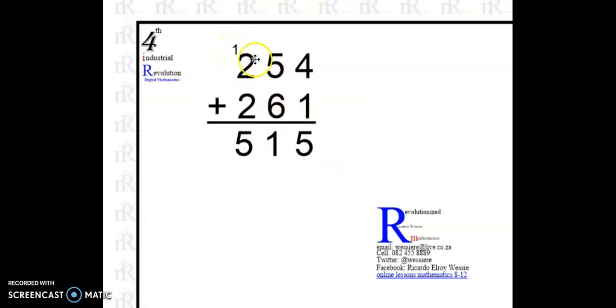I just want to elaborate on this 1 that I carried. Although it's a 1 depicting tens, I've actually carried 100 because this was 50 plus 60, which was 110. So the 100 is carried to the hundreds. I don't want you to get confused, but this is 100 that I carried because this was 50 and 60 that I added together.